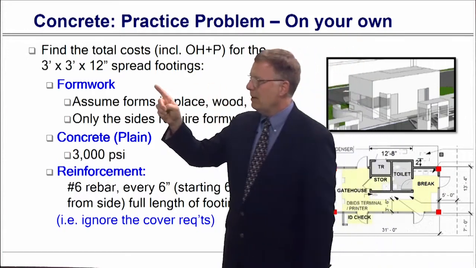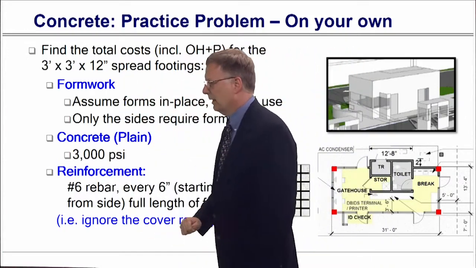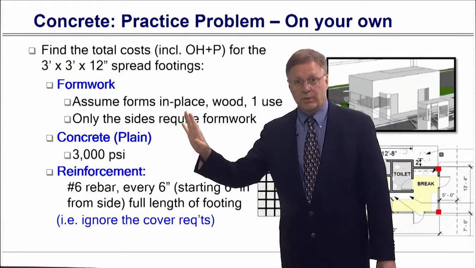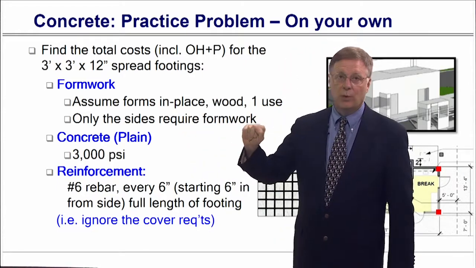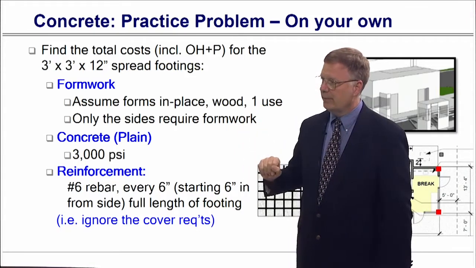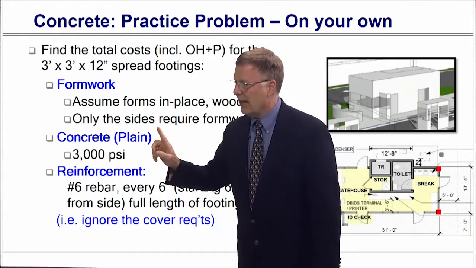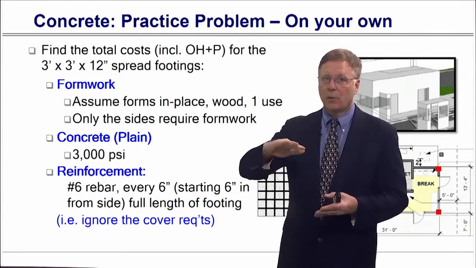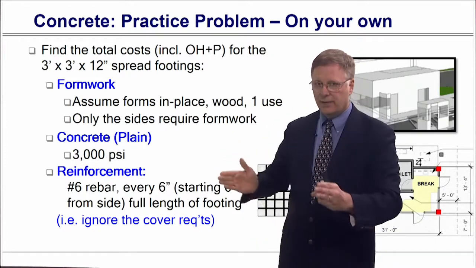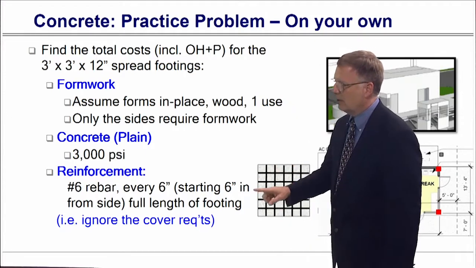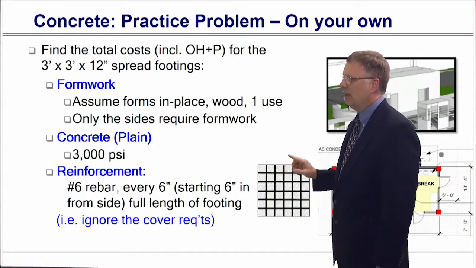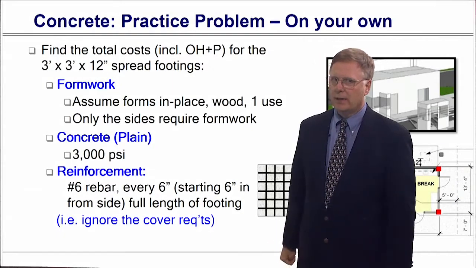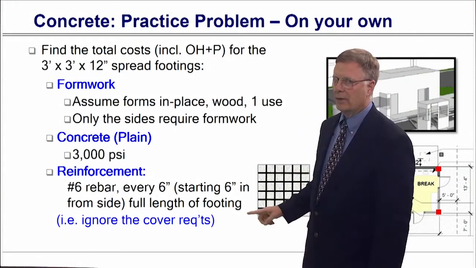We've got 3 by 3 by 12 spread footings. We're going to use forms. We're going to assume these types of forms. Forms are going to be in place with wood, one use, and only the sides require formwork. So we're not going to form the undersides. We're not going to form the top. We're just going to form the sides of the footings. So you're just basically going to measure 3 by 3 by 3 by 3. I might have already given you the length of footing all the way around that guy.